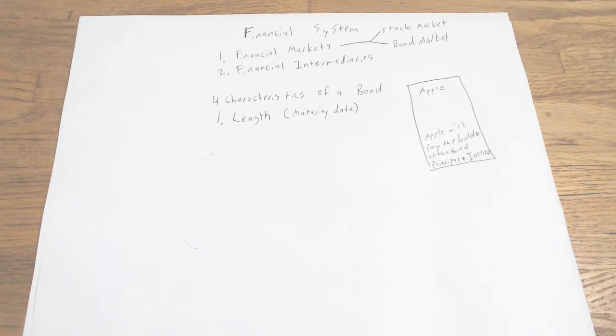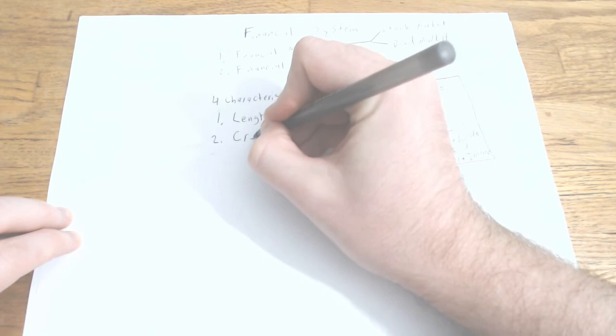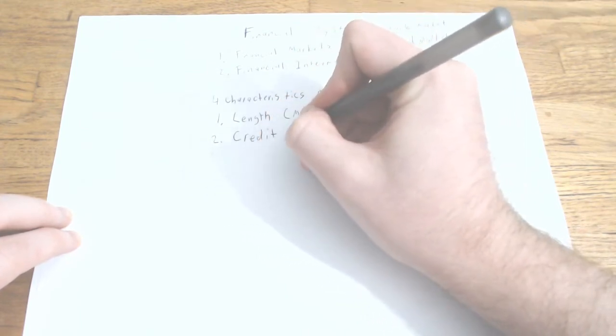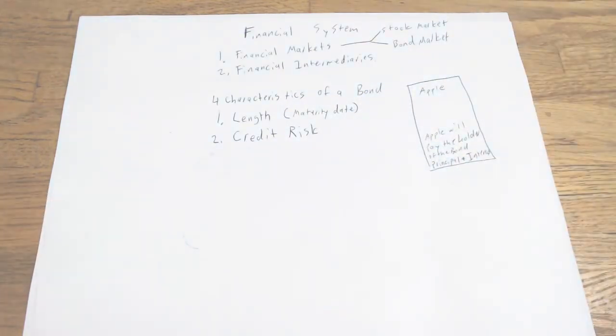The second characteristic of a bond to look out for is the credit risk attached to the bond. This is the probability that the bond issuer will default on their bond by either not paying the full interest or not paying the principal back. This is if they're going bankrupt or something. If a bond issuer has a higher likelihood of defaulting, then the buyer is going to demand higher interest rates for taking on the additional risk.